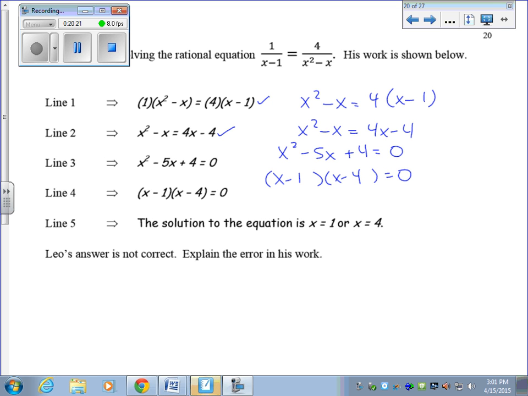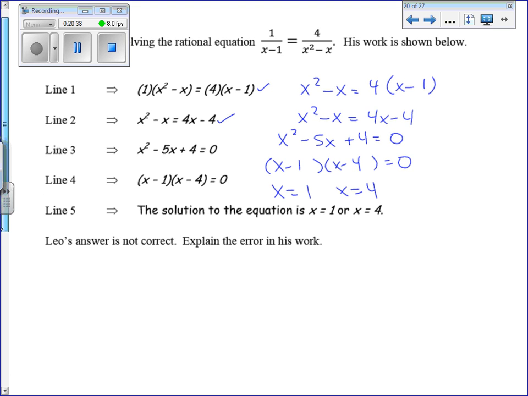It's going to be 1 and the last number. So that means x equals 1 and x equals 4. Which is what he got. So it's not in this work where he went wrong.